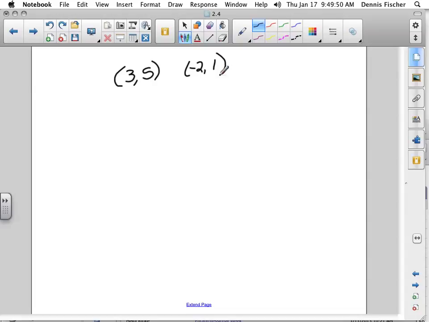Find me the slope. Once you find me the slope, find me the equation of the line. So what should I do right now? Okay, let's find the slope. y2 minus y1 over x2 minus x1 is the first one.